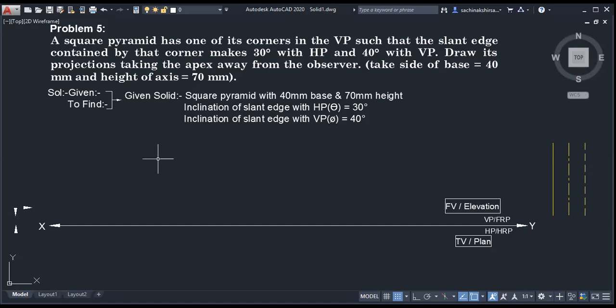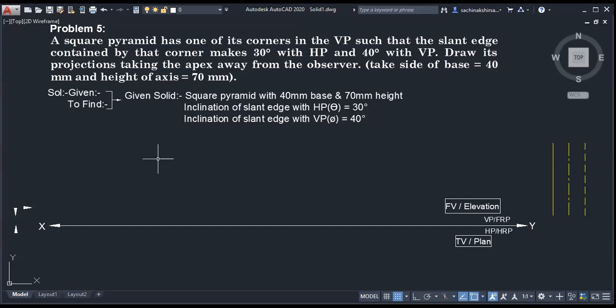As the corner is lying in VP, in other words, what is it called? One of the corners of the square lies in VP. If we measure inclination of all the sides with the XY line, all the angles will be the same. So what are we calling it? Equally inclined.